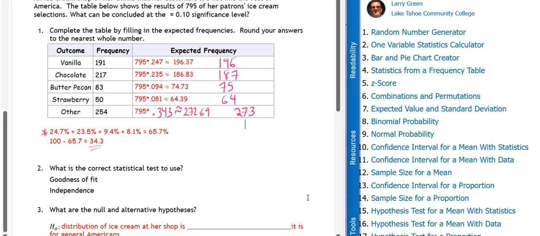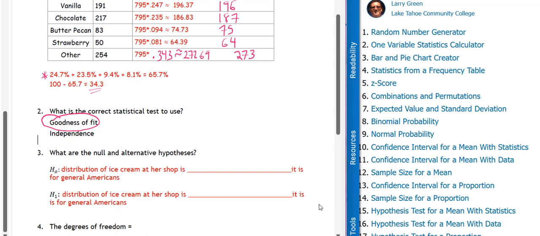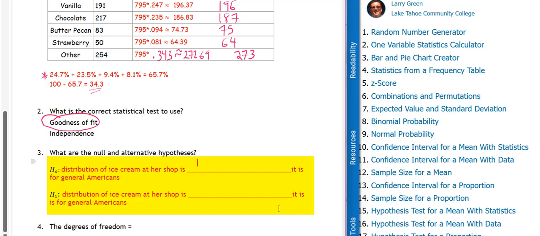All right. Now, as I stated before, we're using a goodness of fit test because we want to know if the distributions match. How closely does the distribution of favorite ice creams for her shop mirror that for America? So when we conduct a goodness of fit test, for the null hypothesis, the distribution of ice cream at her shop is the same as it is for Americans in general. And then the alternative hypothesis is the opposite of that, not the same as, okay?